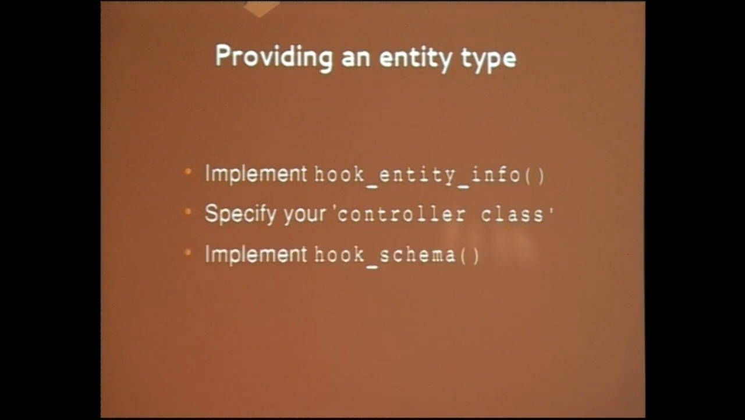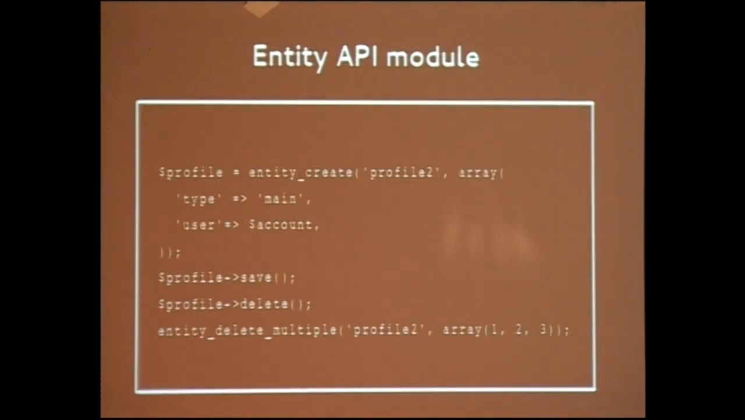Yeah, and then in addition to that, for the controller to work, you usually have to implement hook schema. So if you want to leverage the entity API module, you basically just have to do these 3 steps. You implement hook entity info, you specify the controller class of the entity API, and you specify your properties in hook schema, and that's it. You get a fully working entity type, and you can use it like that. So you have the basic functionality, the CRUD functionality in place.